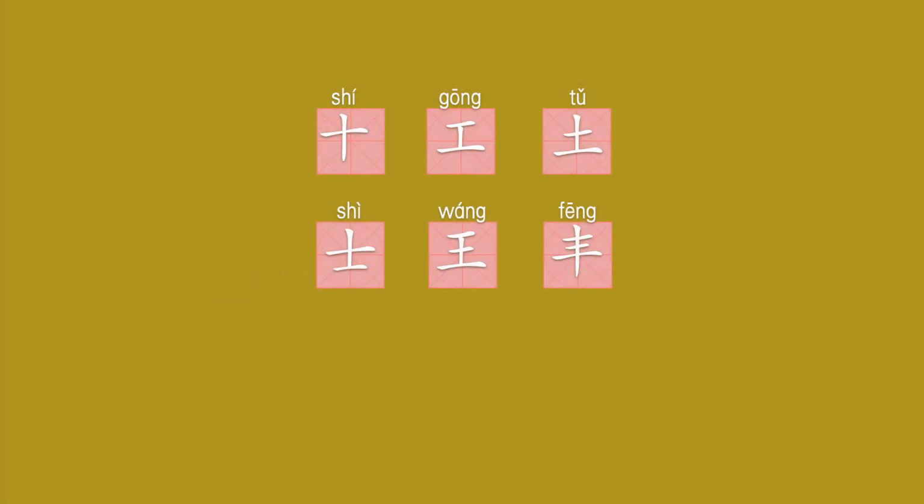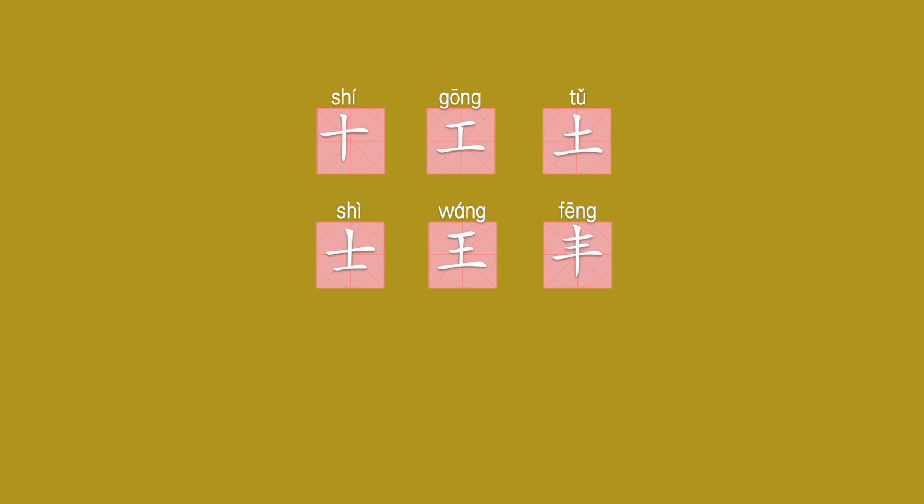Well, today we learned how to write vertical. We also learned 6 Chinese characters made by combining horizontals and vertical. They are shi, Gong, tu, shi, Wang, Feng. Please read after me. Shi, Gong, tu, shi, Wang, Feng.